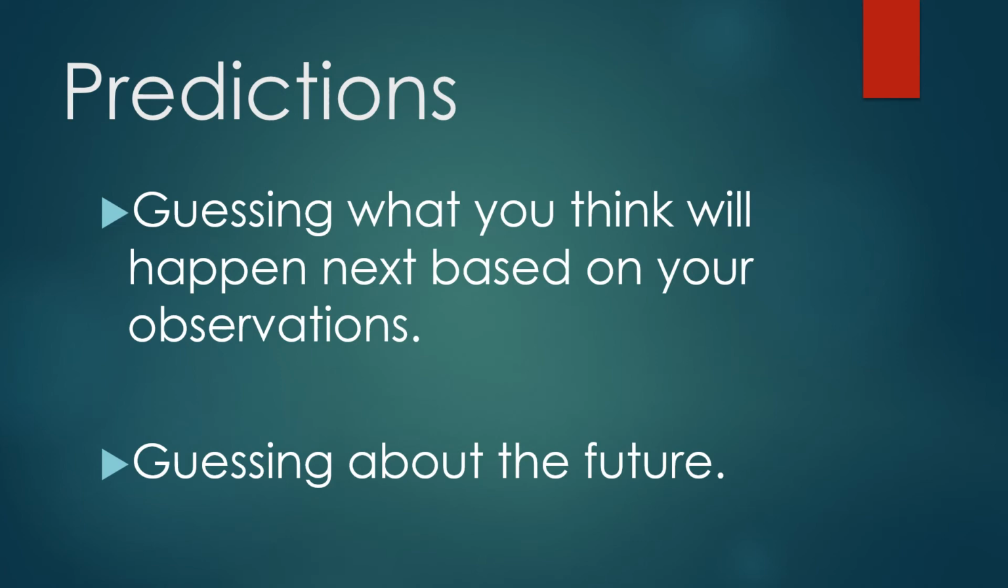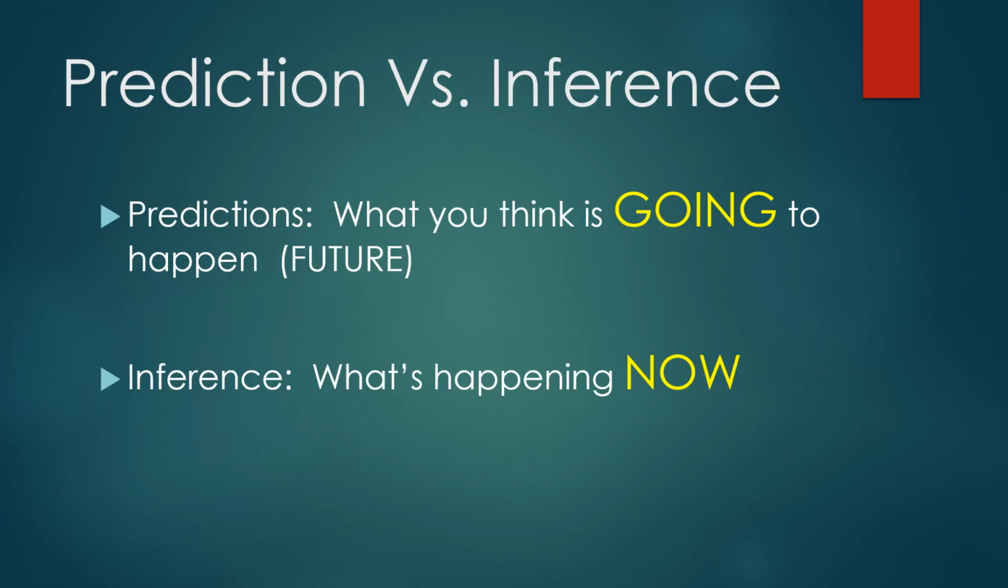Okay, so predictions are different from inferences. Predictions are what you think will happen next or later in the future. It's always a future thing. Whereas an inference is what's happening now or what just happened before. You're coming into it and your inference is where you are now or what led up to that. But your prediction is where you think it's going to go. Okay, so pause the video right now and make sure you know the differences between prediction and inference.